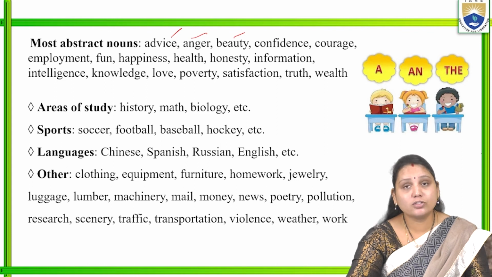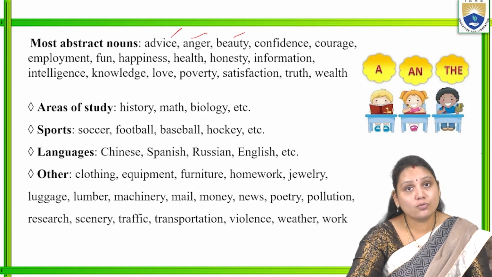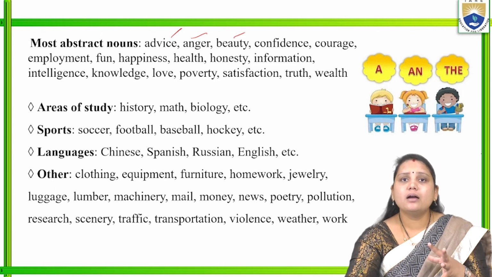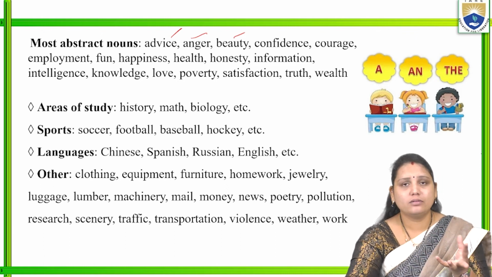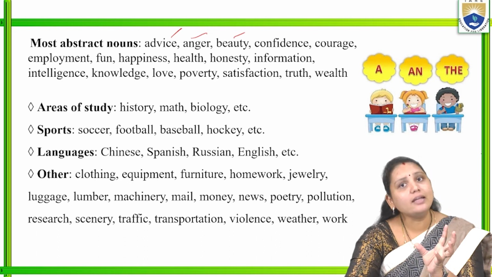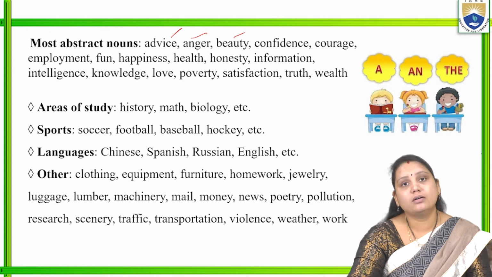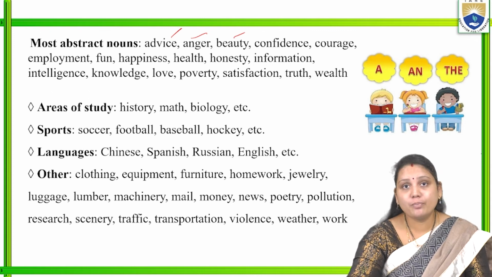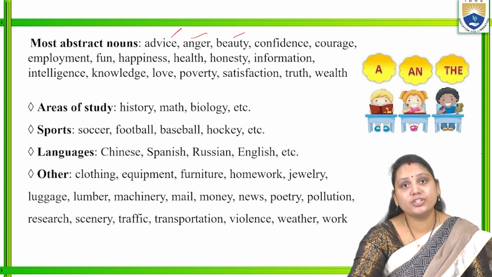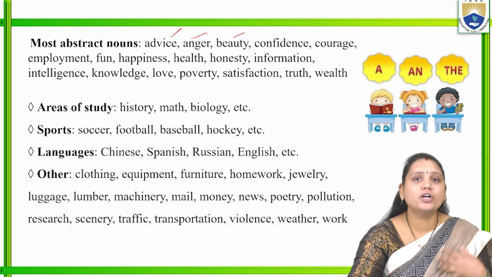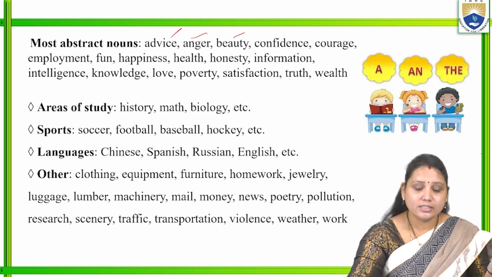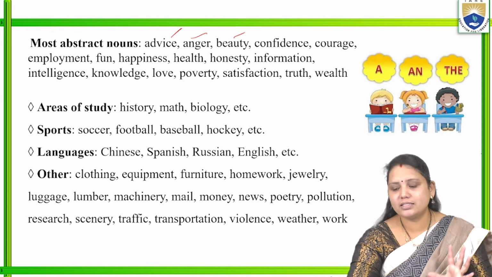Areas of study. What are those? History, math, biology. Are these items countable? No, it is an entity. It is the name. Next, sports: soccer, football, baseball. Next, languages: Chinese, Spanish, Russian, English. Next, others: anything, clothing, equipment, furniture, homework, jewelry, scenery, traffic, all these things.